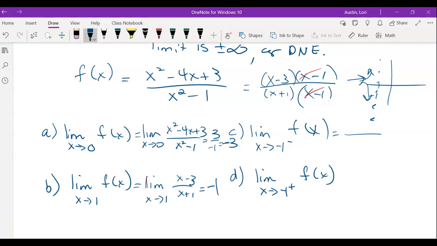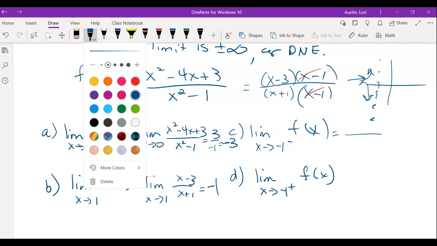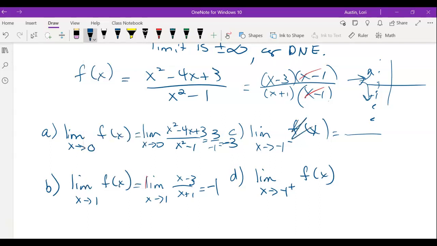All right, so let me do this to make it a little bit easier. Let me make some space here. So remember, I'm doing the limit as x minus 3 over x plus 1, and I'm going from the left. So that means I'm plugging in, I don't know, -1.0005. Doesn't matter what it is. When you subtract 3, aren't you still going to get a negative value?